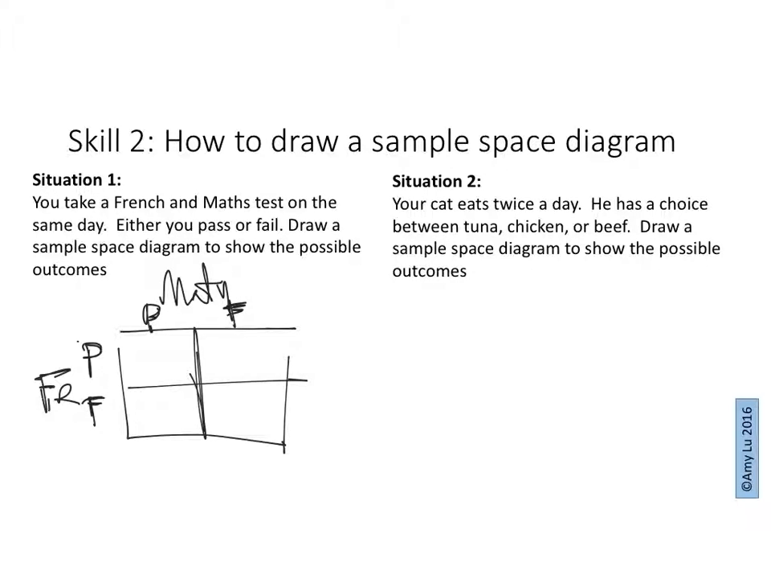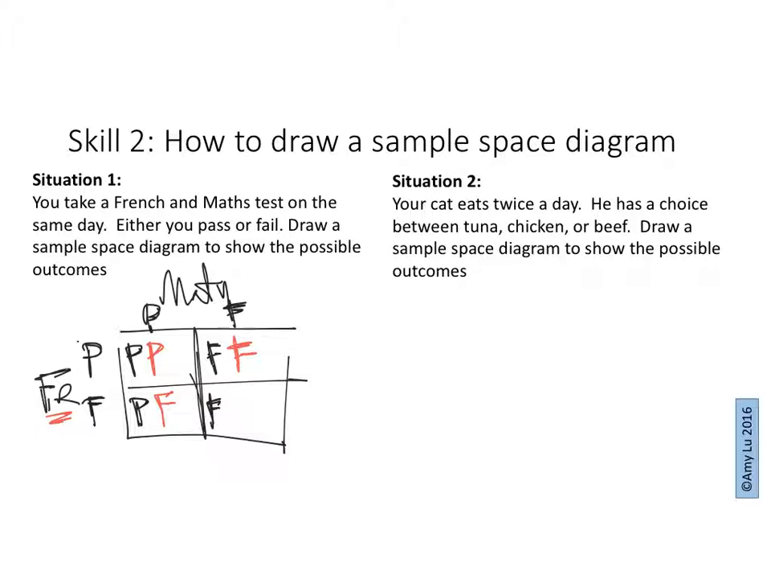So now what you have to do is just tell us what the possible outcomes are. So in math, you can pass, you can fail, you can also pass, you can also fail. Now for French, you either pass or you fail here.